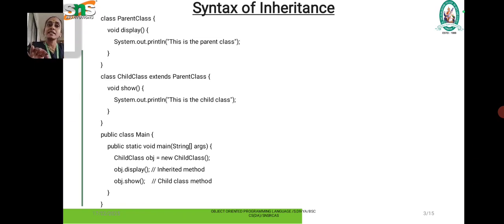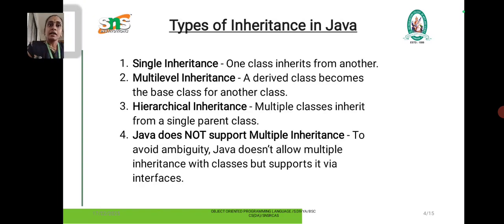Your next slide is types of inheritance. Types of inheritance are classified into four. The first one is single inheritance: one class inherits from another class. Single inheritance is the most common type, used in all object-oriented programming languages.